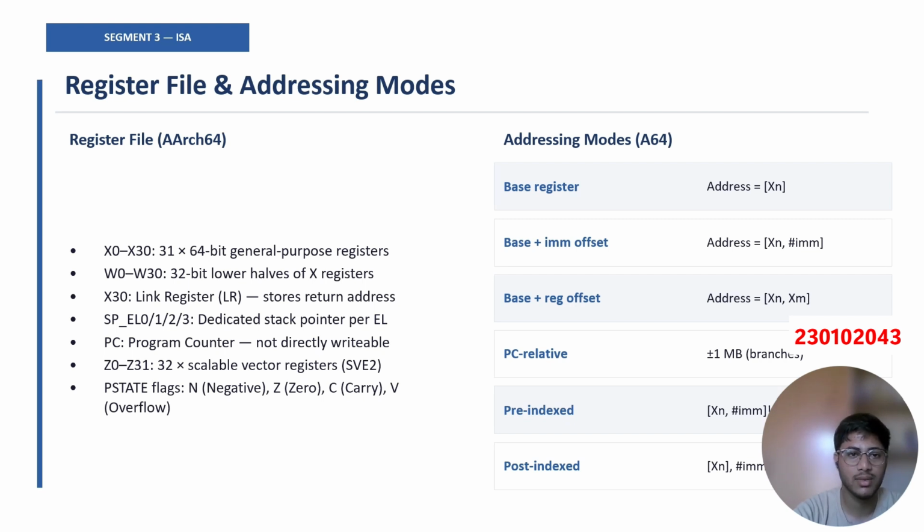For AI and vector work, we have 32 scalable Z registers from SVE2, and the PSTATE flags negative, zero, carry, overflow work exactly as you'd expect from your computer organization. On addressing modes, the ISA supports all six: base register, base plus immediate offset, base plus register offset, PC relative for branches, pre-index, where the base updates before the access, and post-index, where it updates after.